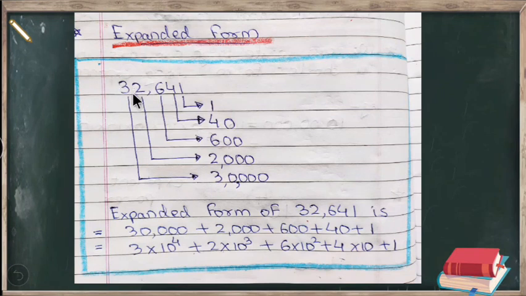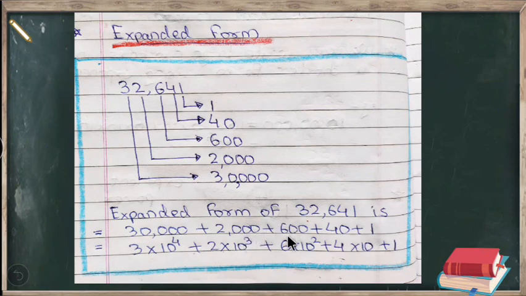So the expanded form of 32,641 will be 30,000 plus 2,000 plus 600 plus 40 plus 1. Now 3 will be written as it is, and after that we observe that there are 4 zeros, so we can write these 4 zeros as 10 raised to the power 4. Then comes 2000. 2000 can be written as 2 as it is, and then we have 3 zeros, so 10 raised to the power 3.